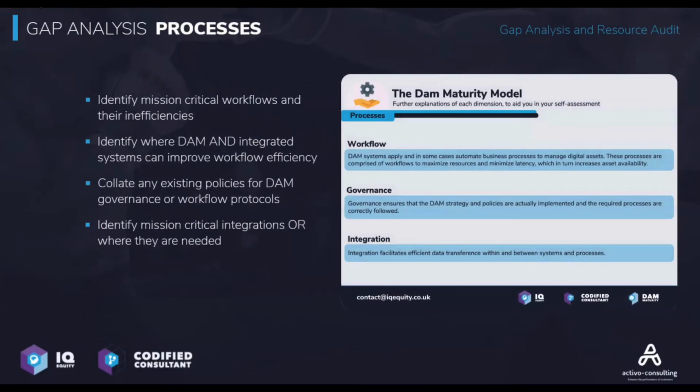And the final category is processes, and this ties everything together. You've got to recognize the processes that are mission critical and have them at the forefront of your decision-making process. To return to an earlier point, we don't know what we don't know. So examine your workflow closely. It may be that DAM and associated technologies can significantly improve your current situation.